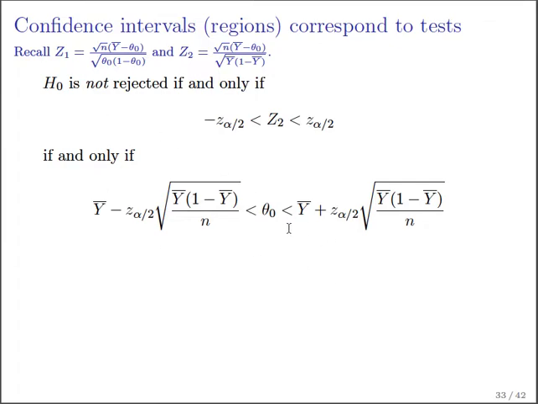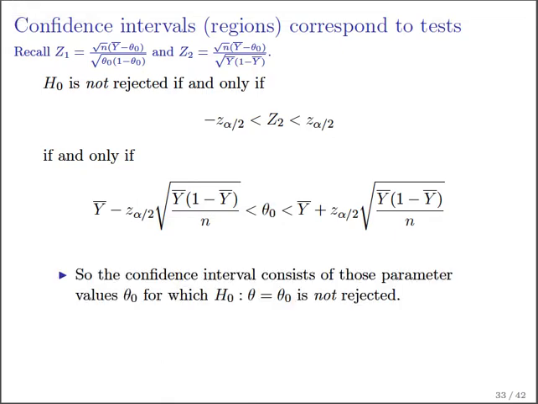This is then going to happen if and only if theta zero is between the left end of a confidence interval and the right end of a confidence interval. And that's what the confidence interval is: the values between y bar minus something and y bar plus that something. That confidence interval consists of the null hypothesis values theta zero for which the null hypothesis is not rejected.